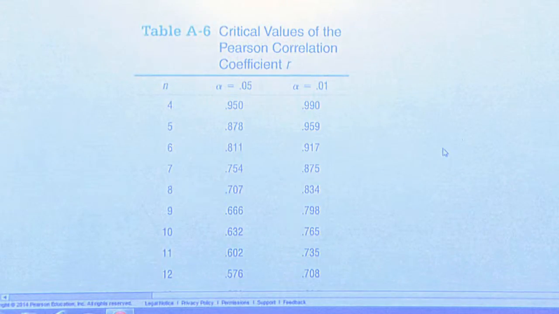All right, so look at this table. This is what I'm referring to as table A6. But I want to explain to you how it works, right? It's called critical values of Pearson correlation coefficient R. So you know it has something to do with correlation coefficient, right? So you don't miss it.